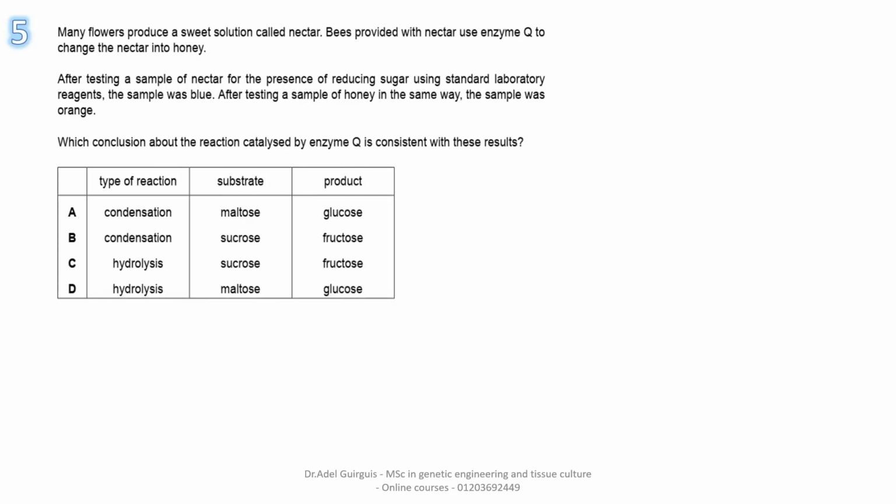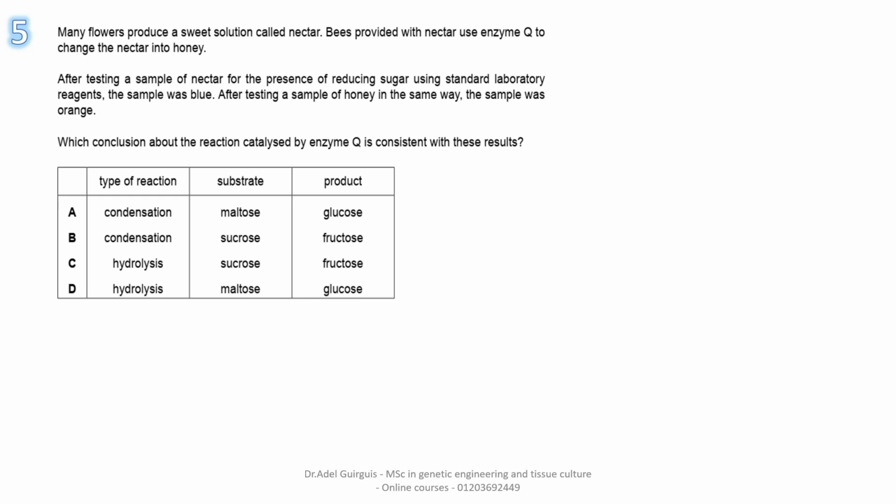Number 5. Many flowers produce a sweet solution called nectar. Bees provided with nectar use enzyme Q to change the nectar into honey. After testing a sample of nectar for the presence of reducing sugar using standard laboratory reagents, the sample was blue.